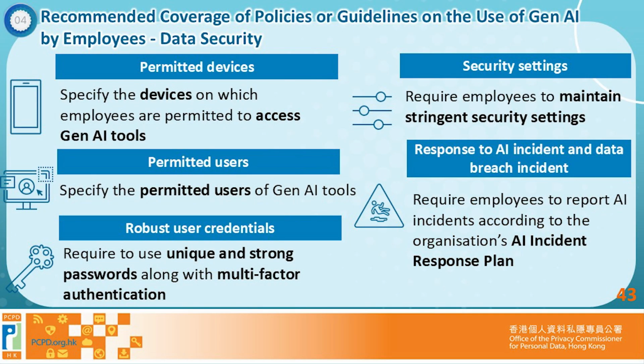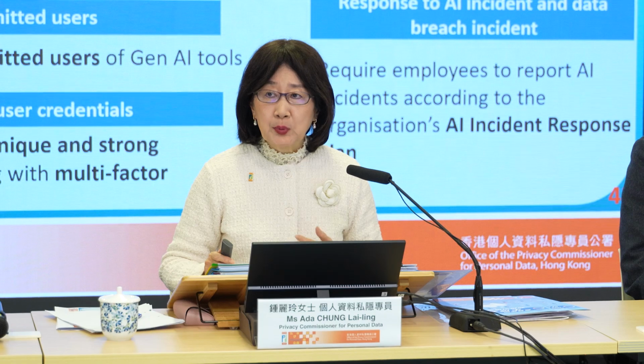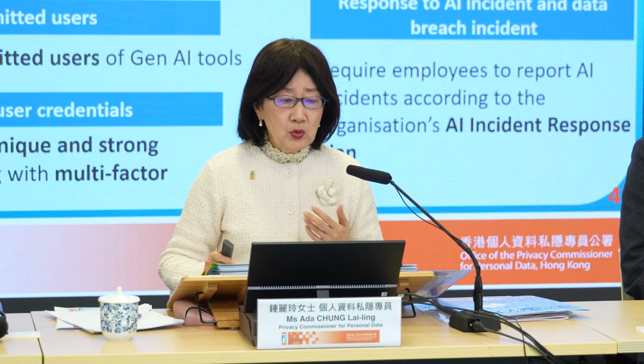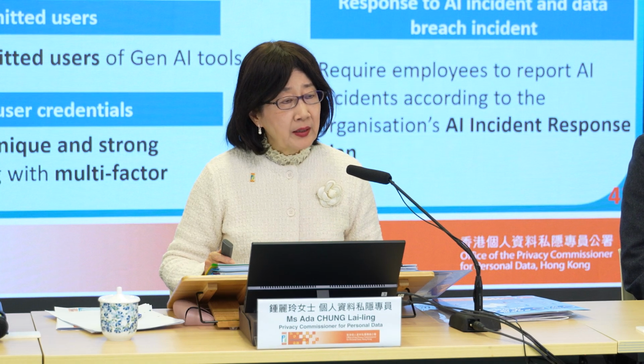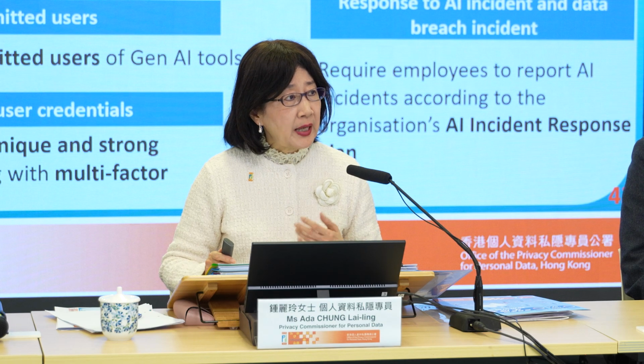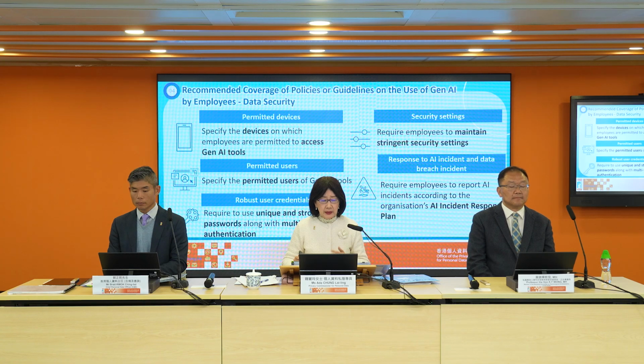The fourth area, which should be covered by the policy, is data security. For this particular area, it should cover permitted devices. The policy should specify the devices on which employees are permitted to access AI tools. They can include, for example, office computers, work mobile phones, or tablets. Organizations should consider whether they are prepared to allow employees to use their own personal devices to access AI tools. And if this is not permitted, they should set out such requirement in the policy.